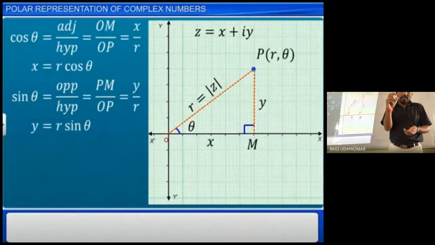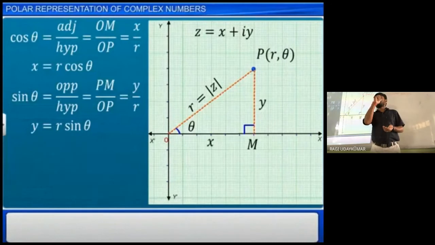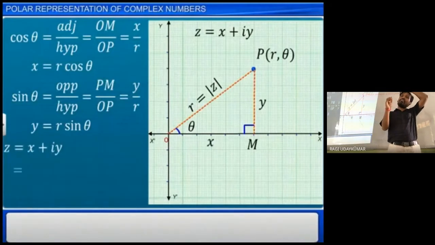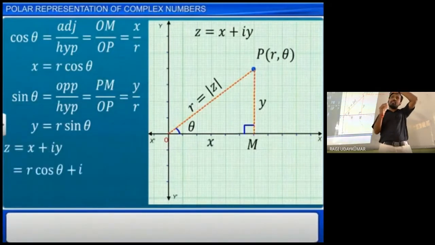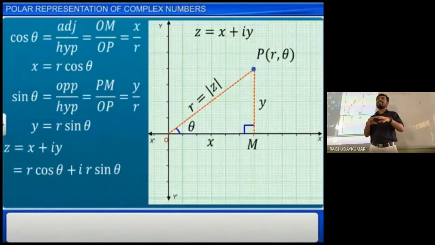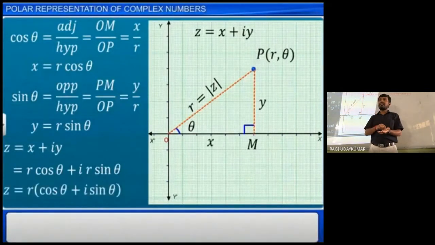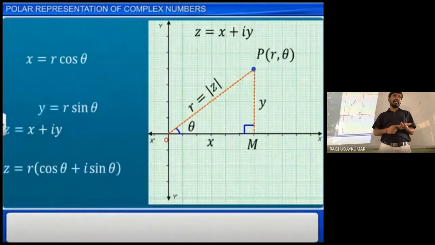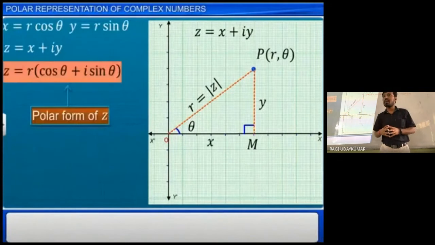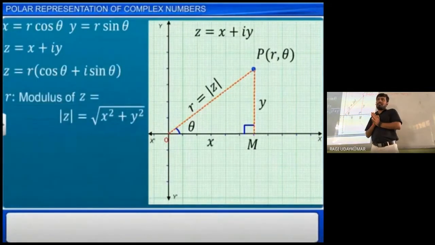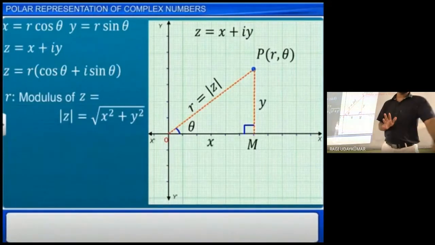So what is a complex number? x plus iy. That means replace x with r cos theta and replace y with r sin theta. The same complex number is written in another form, which includes r and theta. Such a form is called the polar form of the complex number. Understood? Polar form is nothing but simple.